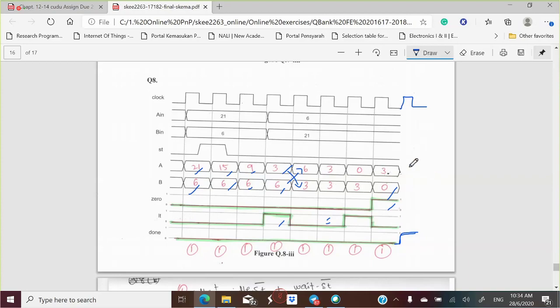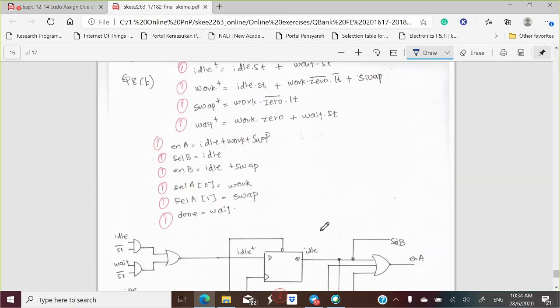Oh, here the answer is 3, right? Yeah, the answer is 3. Because between 6 and 21, yeah, the answer is 3. Yes. Common denominator is 3. So this is the answer for the GCD. Okay. So that's all. Yeah, this is the solution.